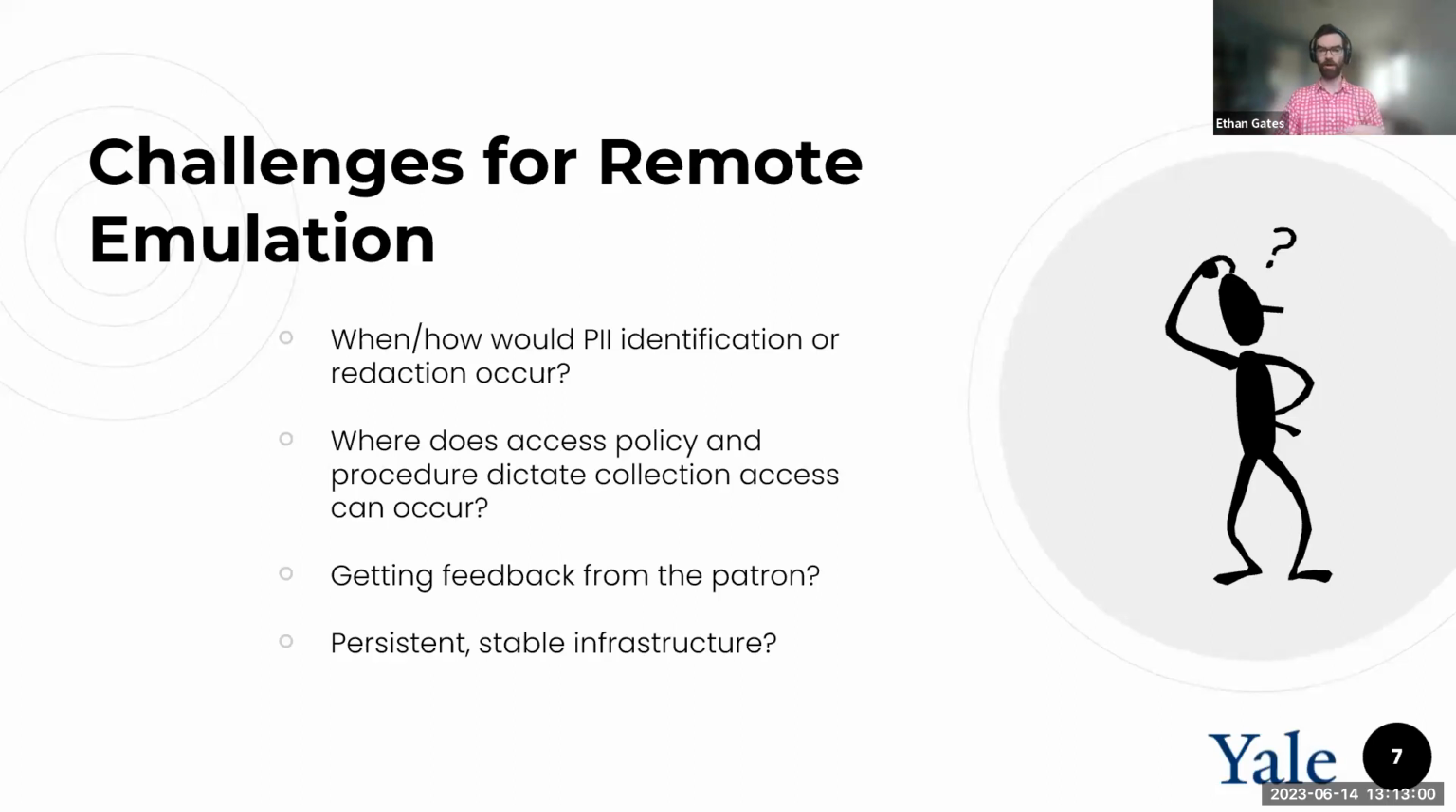What if access policy and procedures say that a patron still needs to access material on site, regardless of the remote tools and workflows technically available to staff? Could we follow up with the patron to ensure that remote emulation actually met their research needs, that they were able to contextualize the material they requested, that they were able to engage with it, cite it? If we send a link and a login to a grant-funded service like EZ, what expectations are we actually setting in terms of timeline, available uptime, and persistent access?